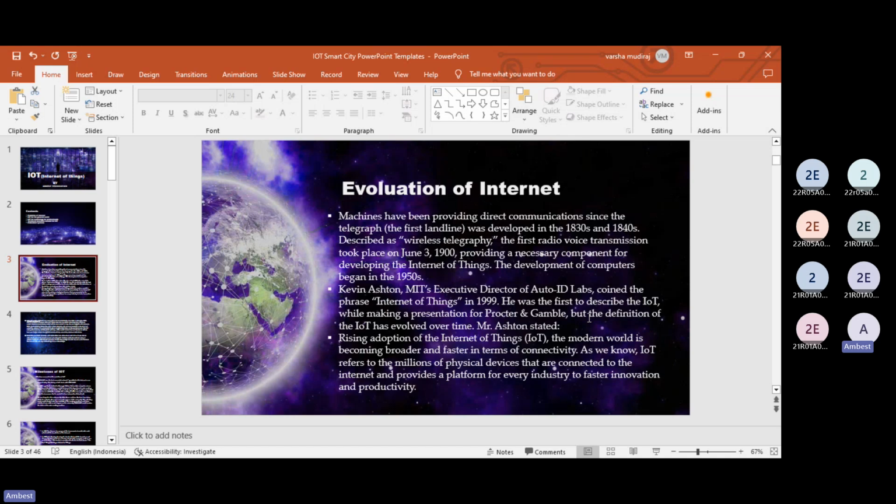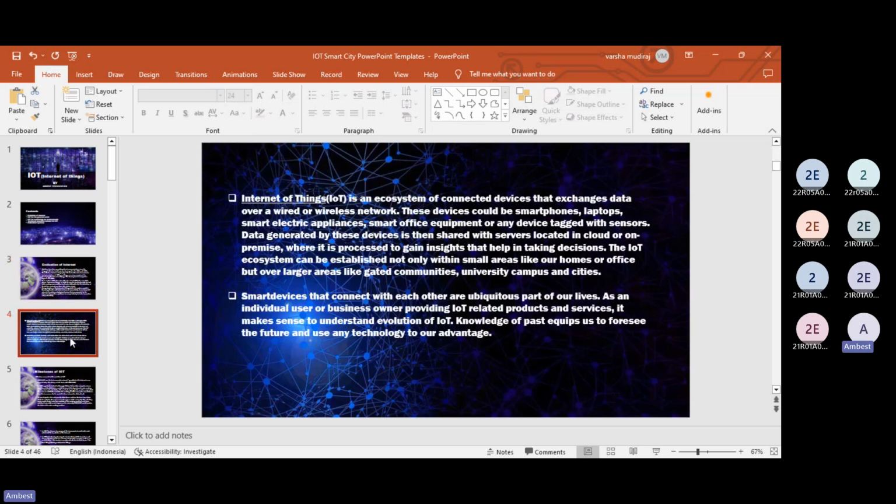So by raising up the Internet of Things, it became a broader and faster form of connectivity, because the passing of data from one device to another device was very important to any field, any sector, any day-to-day life, any working or office environment, wherever. Passing information makes a big deal compared to other work. So coming to here, it refers to millions of physical devices connected to the internet, and it provided a platform for every industry to foster innovation and productivity. That's the starting evolution.